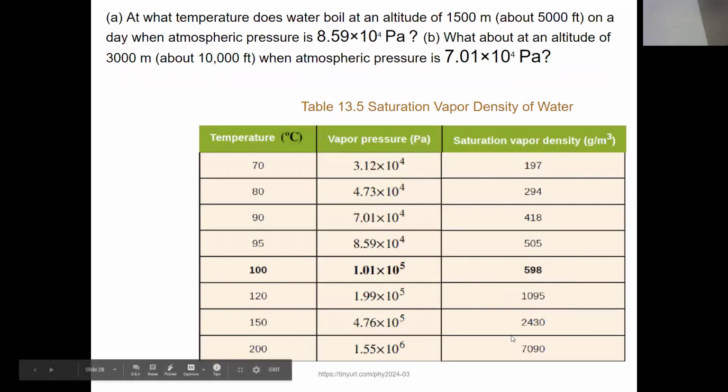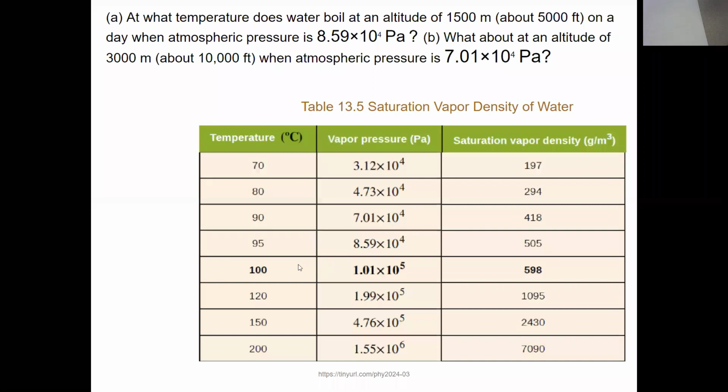On the last slide here, this is simply one example: if you want to know the temperature at which water is boiling, then you have to look it up on the table, like what's the vapor pressure. For example, at sea level, it's 100 degrees because the vapor pressure is this value here, 1.01 times 10 to the fifth. I'm going to just give you the answers for these two. You can look up the table.